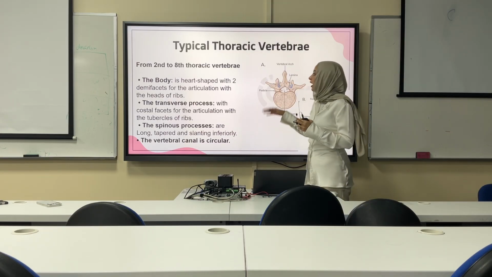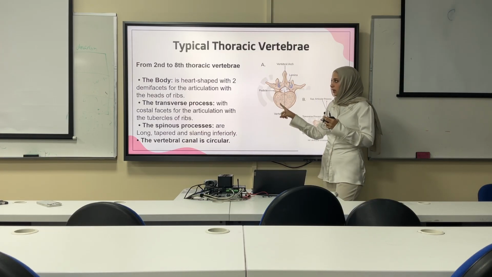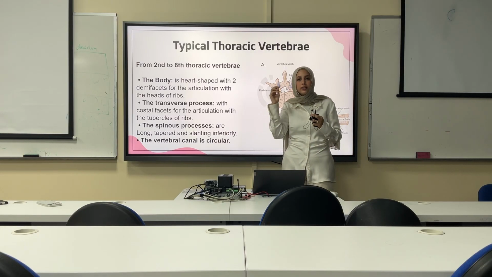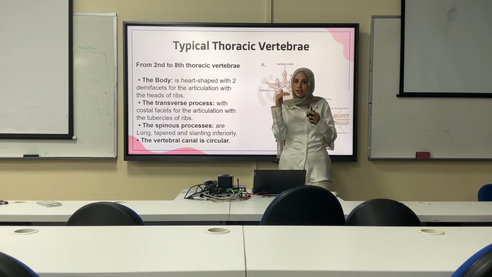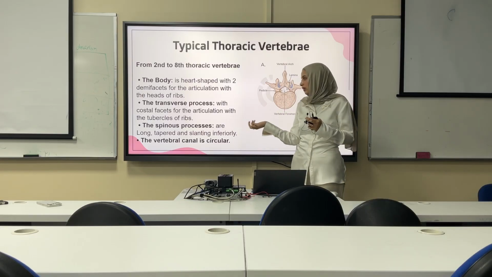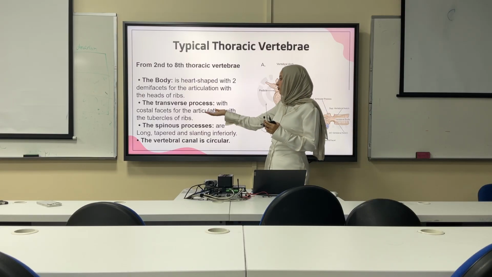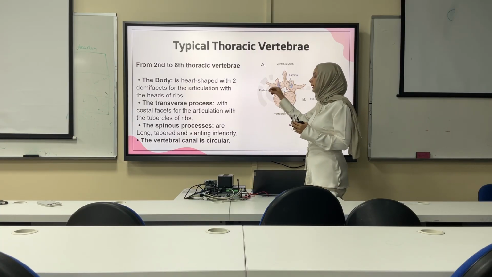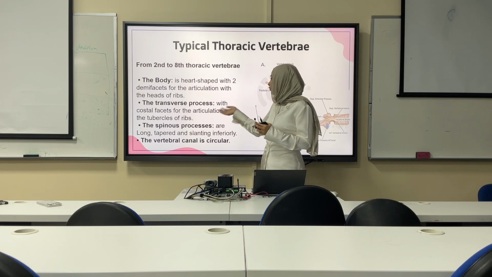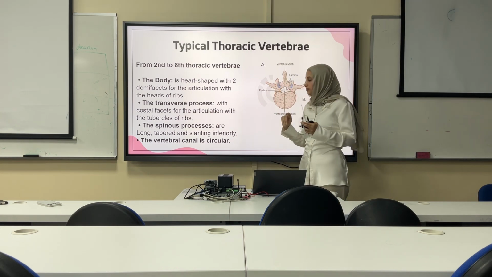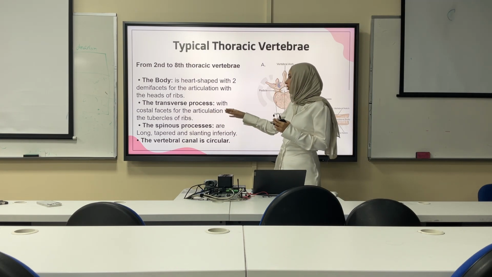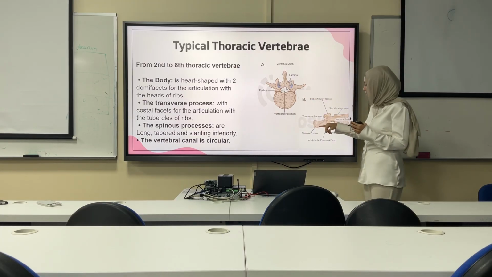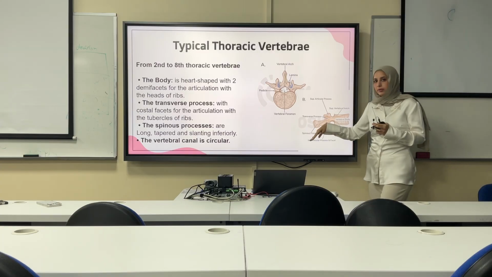Okay, so we have the body. It's going to be heart shaped, as you can see, with two demifacets for the articulation with the head of the ribs. The rib that attaches has to have the two demifacets, right? And then the transverse process, where there are costal facets for the articulation of the tubercles of the ribs. And then the spinous processes are long, tapered, and slanting inferiorly. You can see here how it's slanting a bit inferiorly.